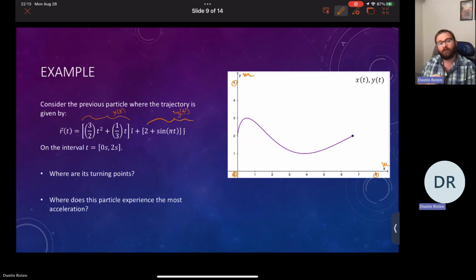So first question, where are the turning points of this particle? And remember, a turning point is essentially when your velocity decreases, hits zero, then goes negative, because that means you're essentially turning around. If we're running to the right, we have a positive velocity. If we stop, we have zero, and we turn around and run to the left, that's going to be a negative velocity. And that's exactly what we're talking about here. Okay, so the first question is where are the turning points, and where does the particle experience the most acceleration?